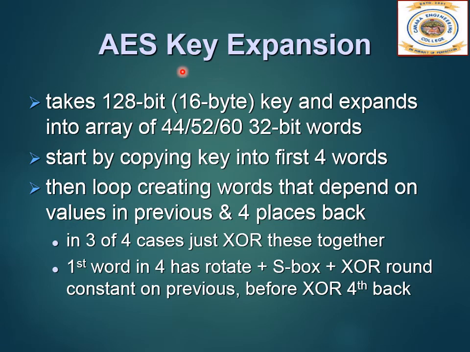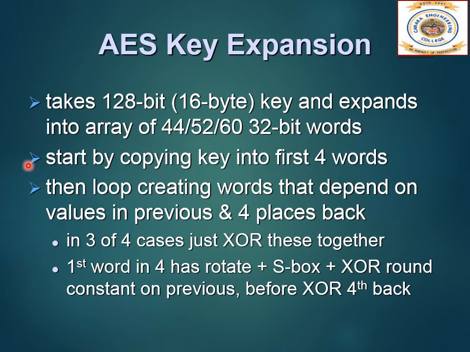Now previously we have seen how the AES encryption process takes place, and we also have seen that the key is used only for the add round key stage. Now how this key expansion is done, let us see that. The AES key expansion algorithm takes as input a 4-word key and produces a linear array of 44 words, or 52 words, or 60 32-bit words. This is sufficient to provide a 4-word round key for the initial add round key stage and each of the 10 rounds of the cipher.